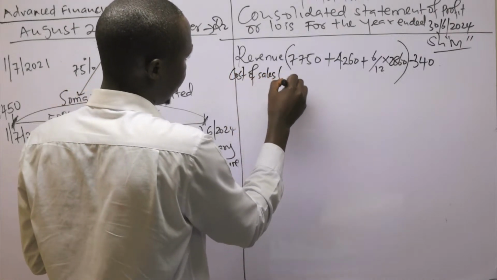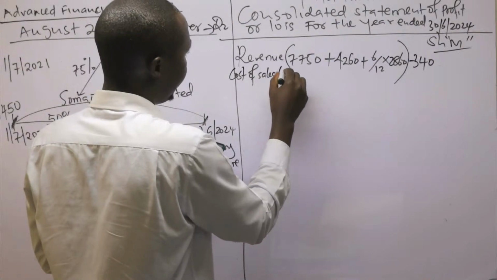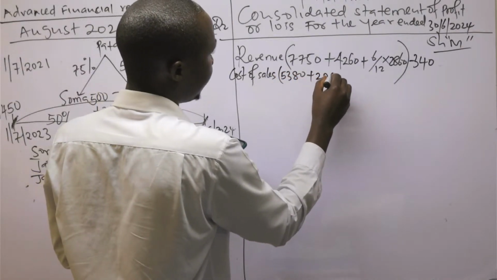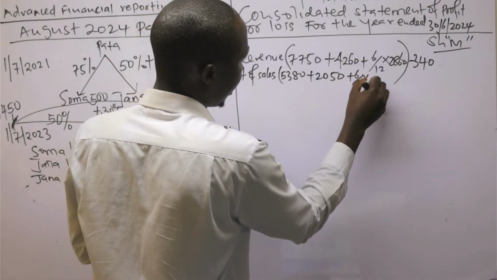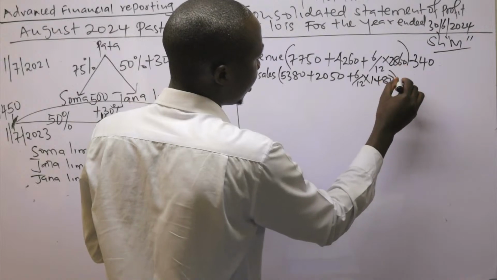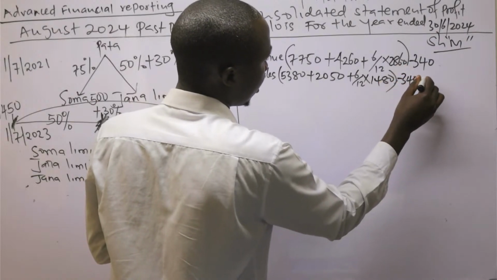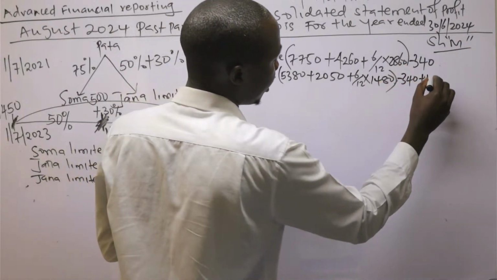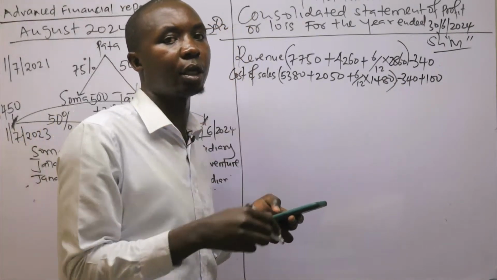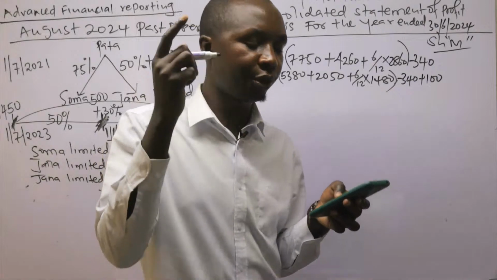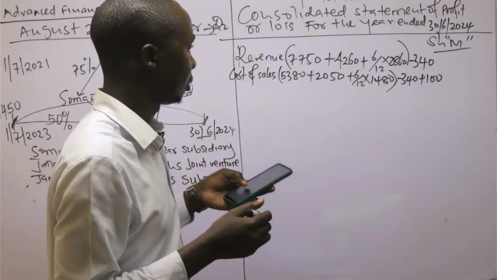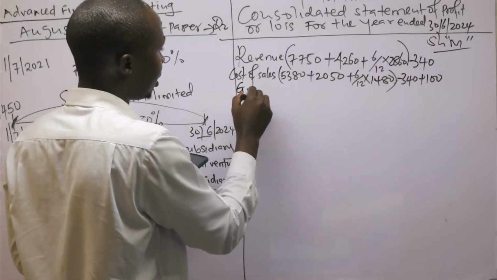Go to the cost of sales. So cost of sales, we have 5380 plus 2050 plus 6/12 times 1480. Deduct this 340. Add the depreciation under charge, which was 100. I remember it was 100 because it's 600, which is a revaluation gain, the one I call a fair uplift. 600 divided by 6, the remaining useful life was 6. So that here I will be able to get gross profit.